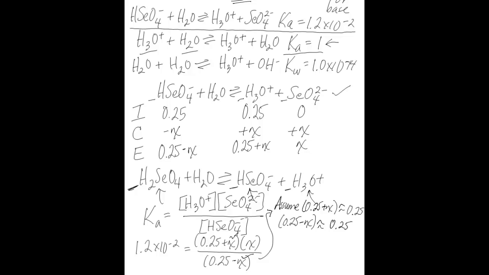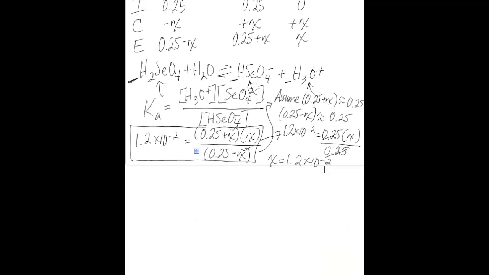So in both of these cases, we're essentially saying the same thing. We're saying that x is so small that subtracting it or adding it to the initial concentration of selenic acid, which is 0.25, will not make a difference or change that initial concentration. So now we have to test the assumption. So rewriting this equation by incorporating the assumption, we're going to have 1.2 times 10 to the negative 2 is equal to 0.25 times x divided by 0.25.